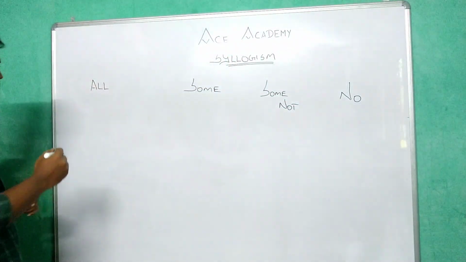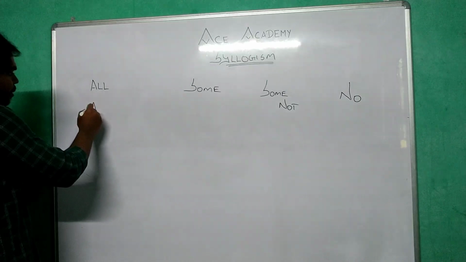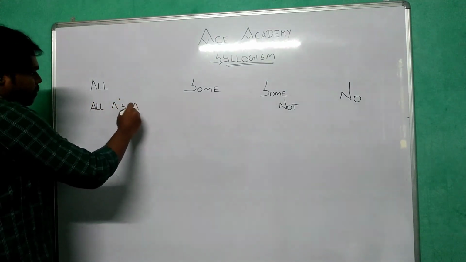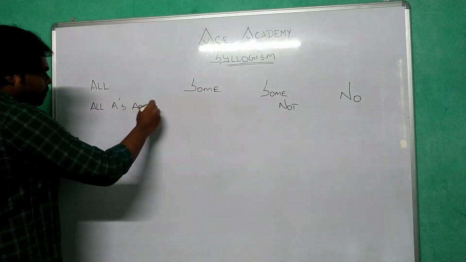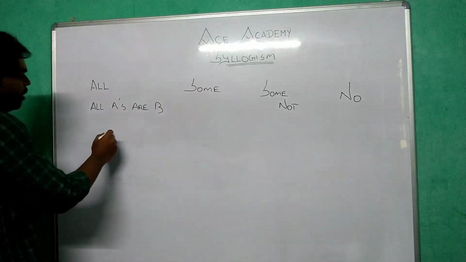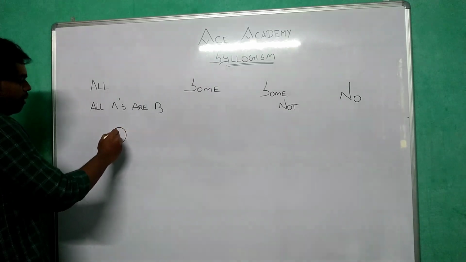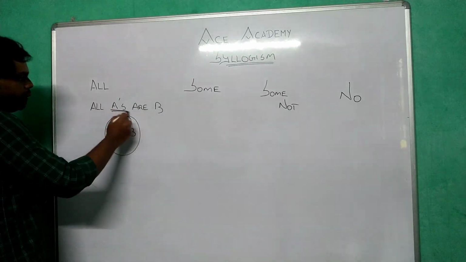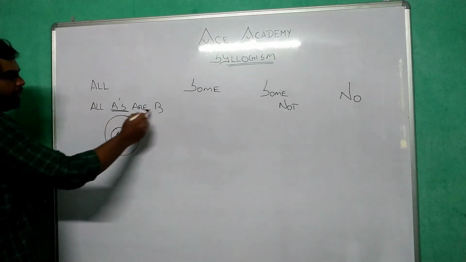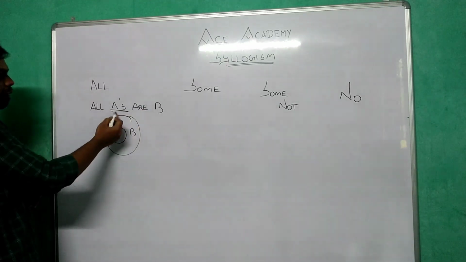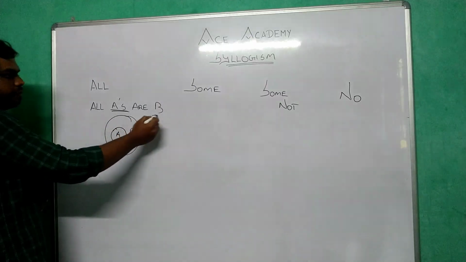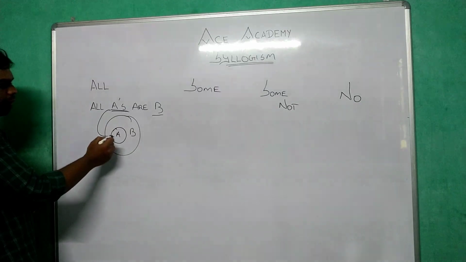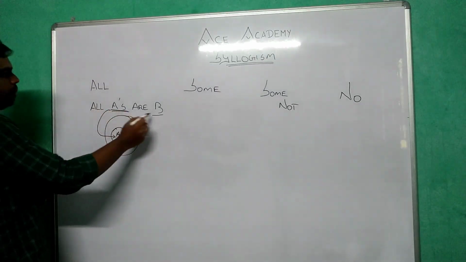For all, if I say all A's are B, we draw A as the smaller circle and B as the larger circle, because we say all A's are inside B. Can you understand? All A's should come under B. That's what all A's are B means.